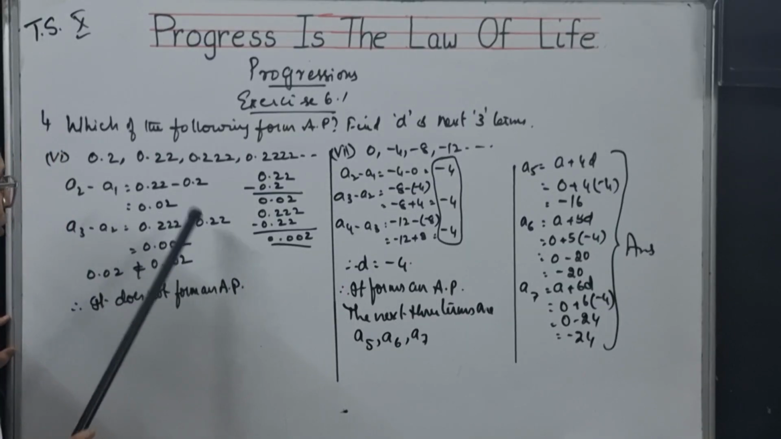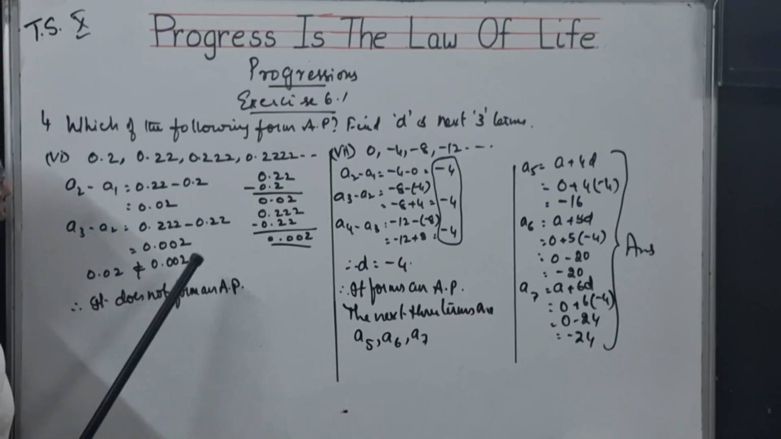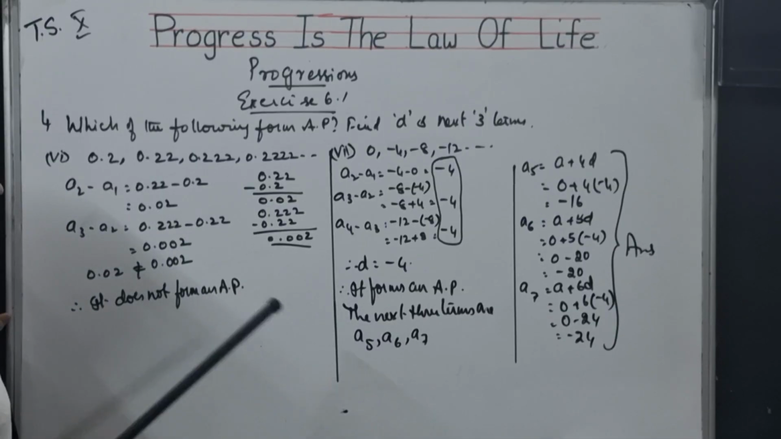Now here itself we will find that there is no equality. Then we need not proceed further. 0.02 is not equal to 0.002. So it does not form an AP. So there is no question of finding the next three terms.